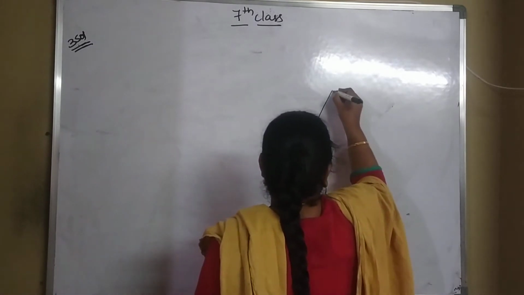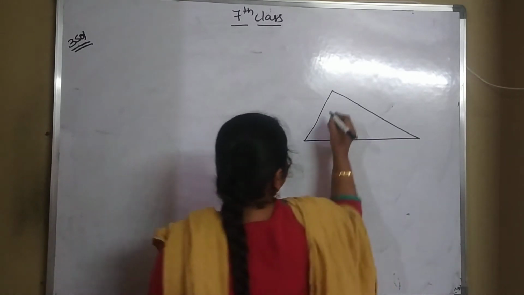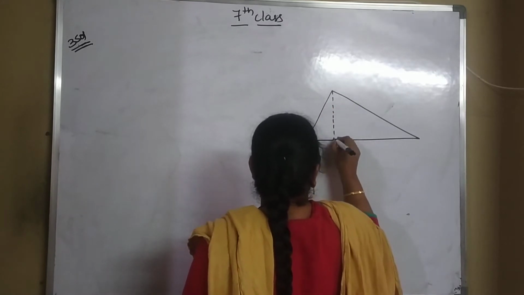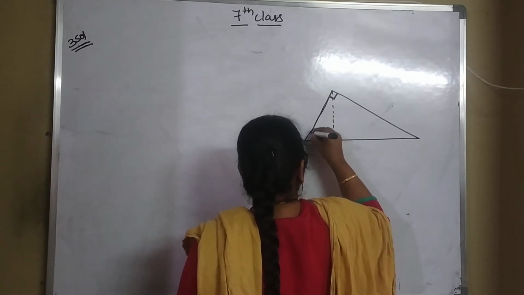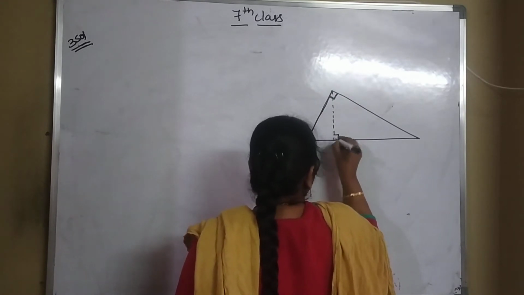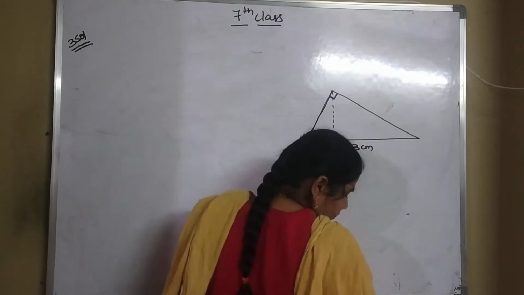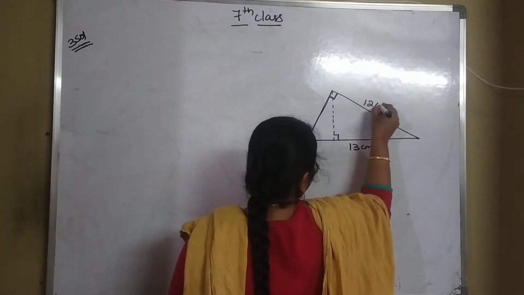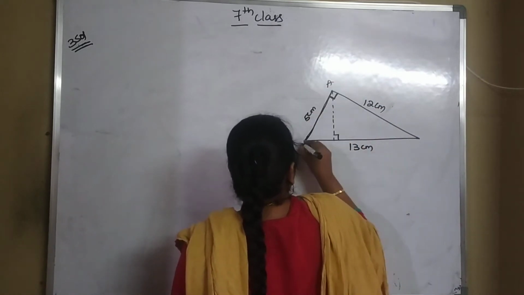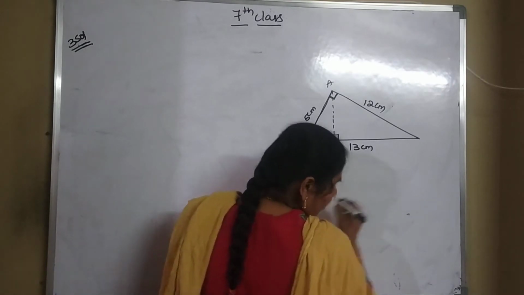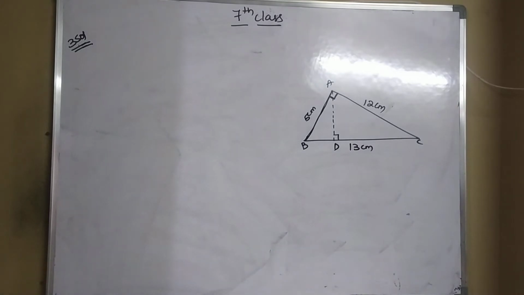First we will draw the triangle they have given. This is a perpendicular line, the height value. Here they have given one perpendicular, so this will be one height and this will be the second height. What are the base values here? It is 13 centimeters, it is 12 centimeters, and this is 5 centimeters. A, B, C, and this one is D.